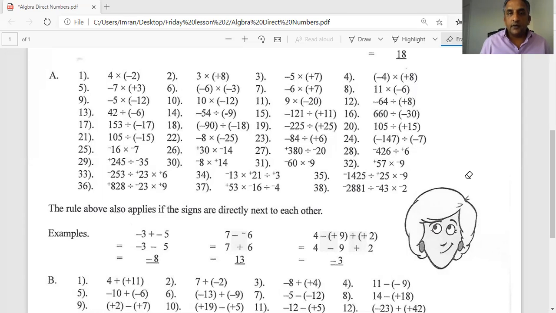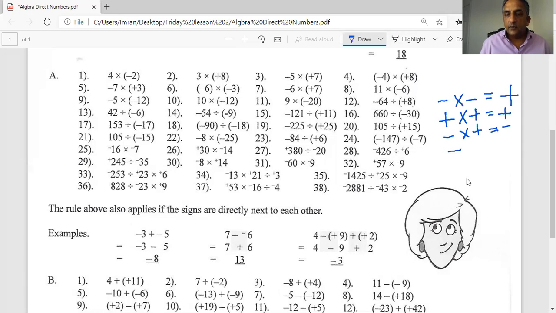This topic is called direct numbers and children get them wrong. So I'm going to explain a rule which you need to know before we start doing these questions. Remember this rule: whenever you multiply minus with minus, you get plus. Whenever you multiply plus with plus, you again get plus. Whenever you multiply minus with plus, you get minus. And whenever you multiply plus with minus, we get minus.